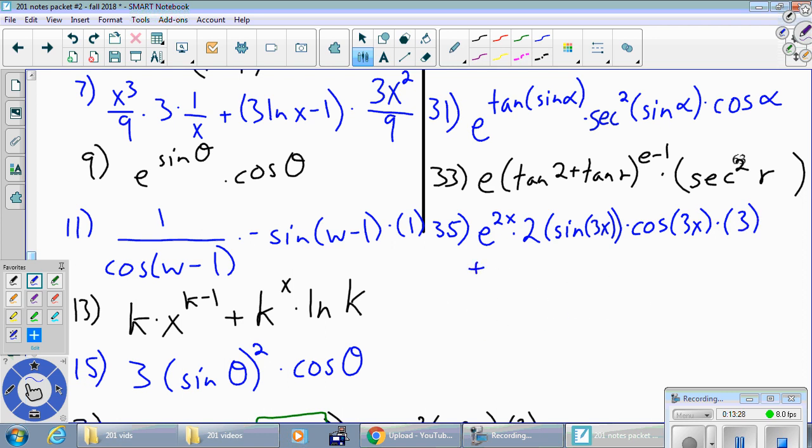Plus, now we do the second. So that's sine squared of 3x times the derivative of the first, the derivative of e to the 2x, that's e to the stuff, times the derivative of 2x, which is just 2.